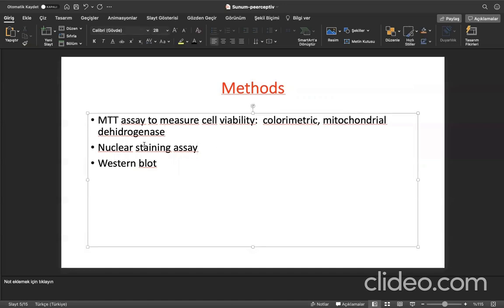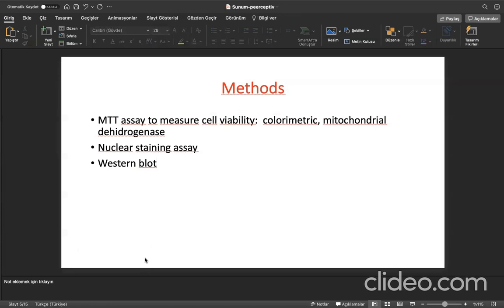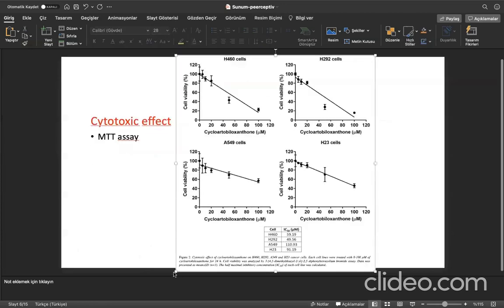They also made nuclear staining assay to reveal the nuclear condensations, which are big indicators of apoptotic cell death. They also made Western blot to measure the expression of proteins of interest.